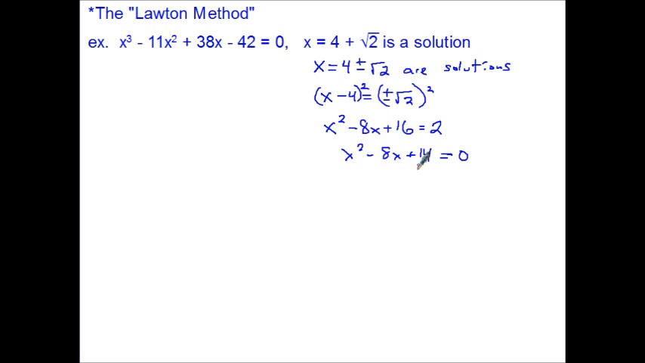Okay, now basically there's 2 of my solutions, and I can get my third one by now dividing this out of the original. However, I can't use synthetic division anymore. Okay, so I do have to resort to long division. So I've got my x squared minus 8x plus 14, and that's going to be divided into this big old guy here, x to the third minus 11x squared, etc.